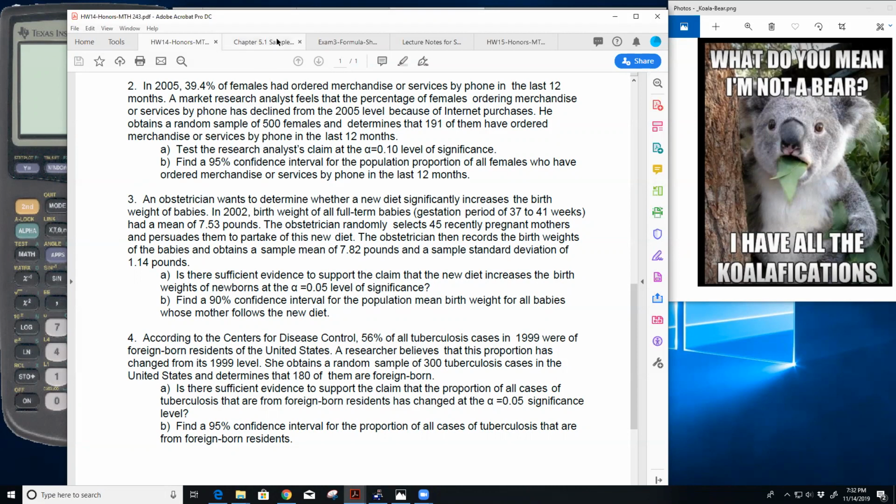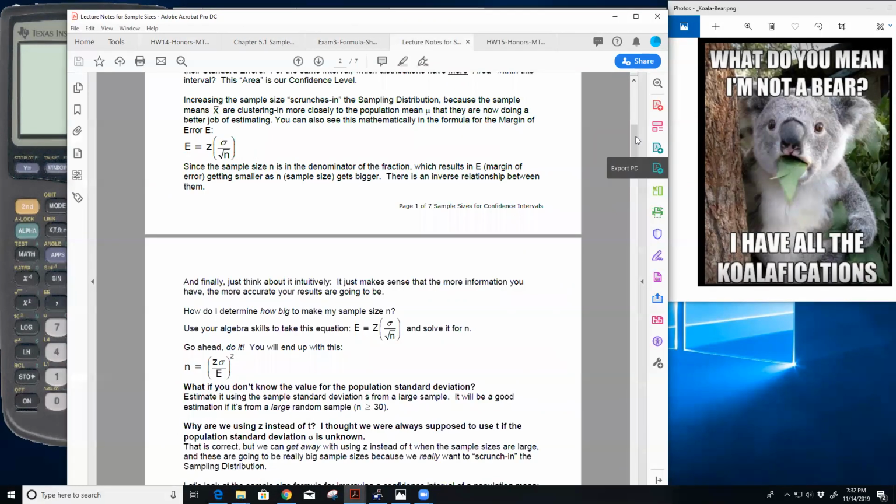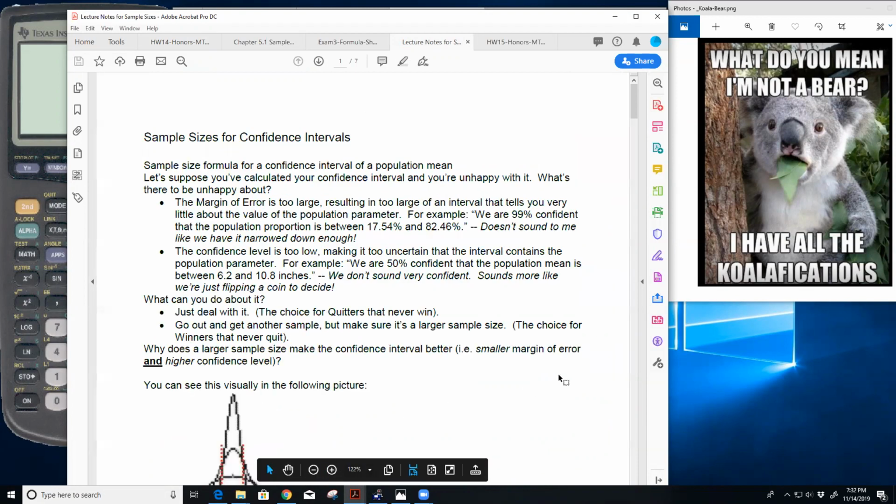So let's get over here. Now this is the guide. This is like the nice shortened version of the lecture notes. But let's take a look at the lecture notes to see why this works and where these formulas come from that we are using. Let me make this a little bigger so everybody won't have to squint to read the text.